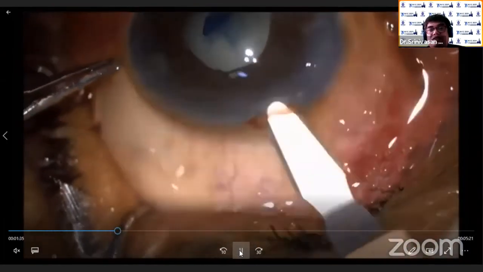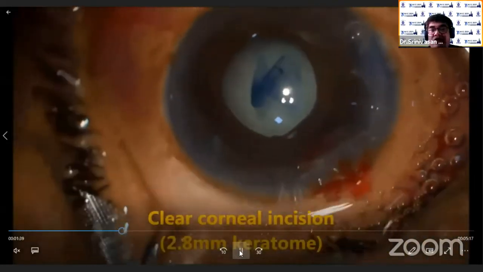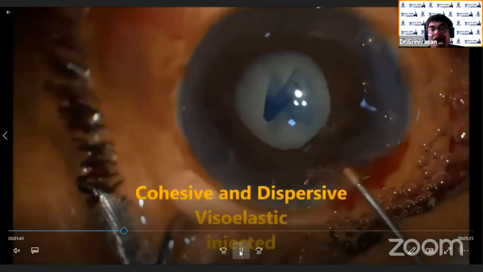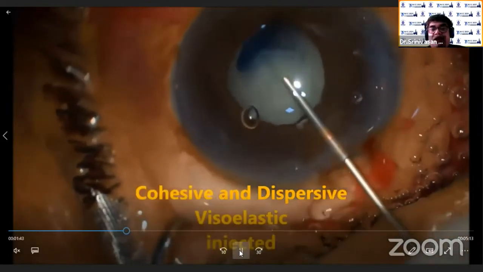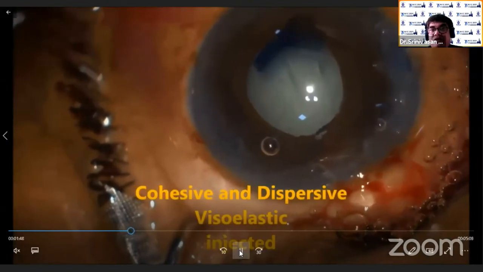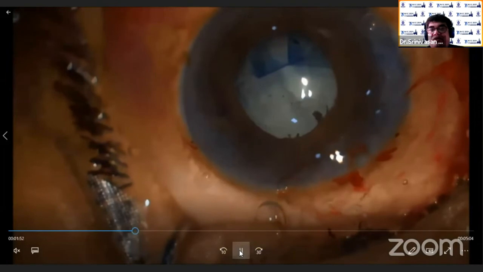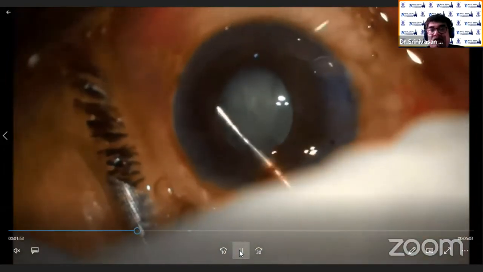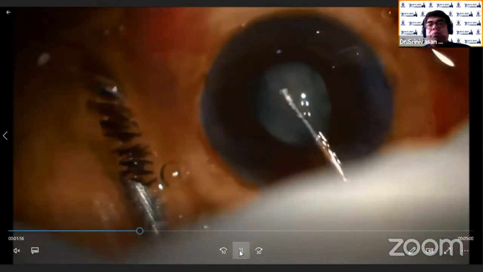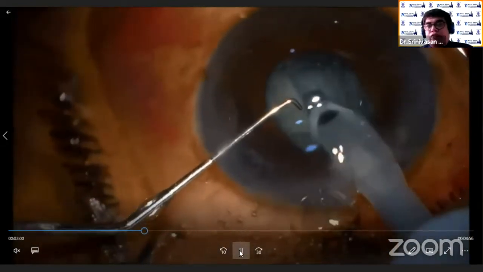Once the capsular access is completed, a 2.8 millimeter keratome is used and a 3-plane clear corneal tunnel incision is made, and we use both cohesive and dispersive viscoelastics. The soft shell technique is followed to protect the endothelium. And we use a gentle multi-quadrant hydrodissection. Here, not like in a regular phaco, use minimal fluid so that the iris doesn't collapse out. And the usual phaco is done.